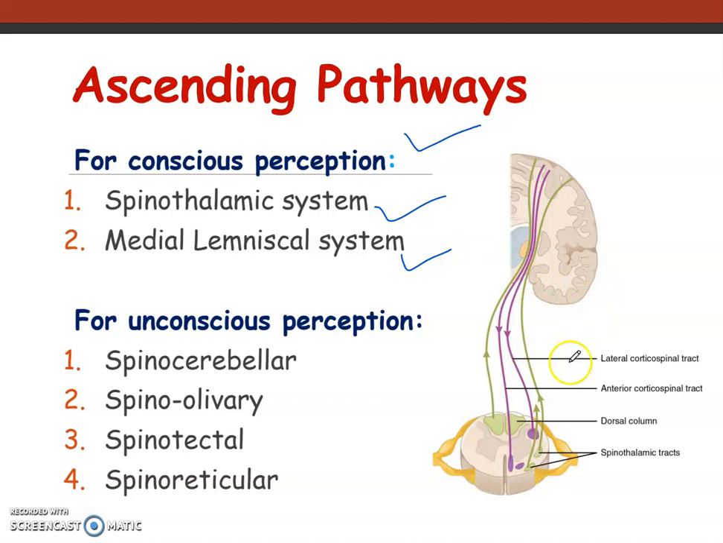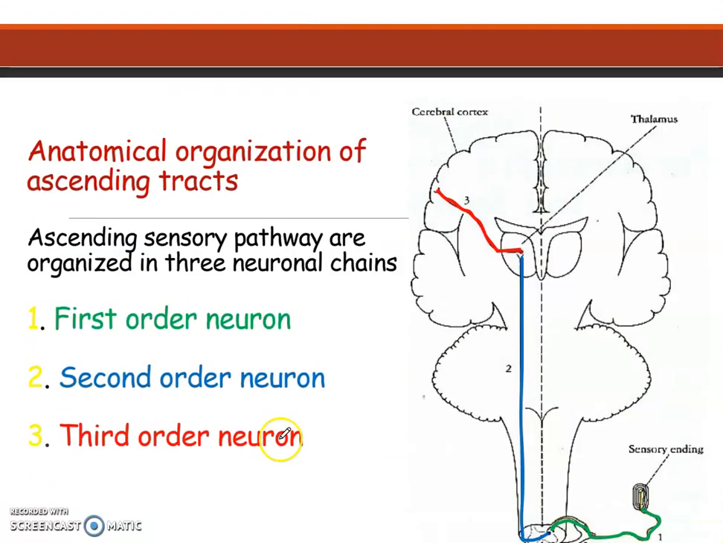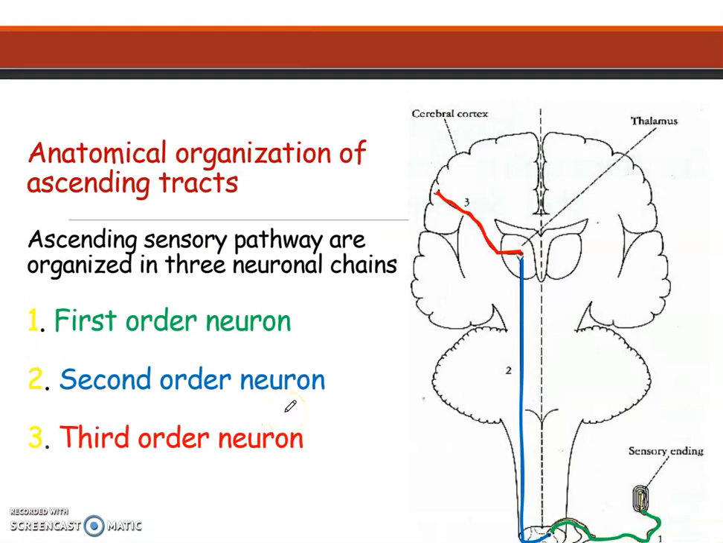Okay, and there are ascending pathways for conscious perception, which are the spinothalamic and medial lemniscal system. These are the spinothalamic tracts. As you can see, they're going upwards. For unconscious perception, there are the spinocerebellar, spino-olivary, spinotectal, and spinoreticular tracts. So this is the anatomical organization of the ascending tracts.